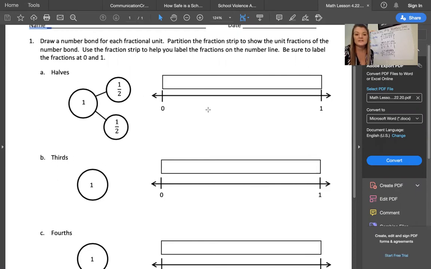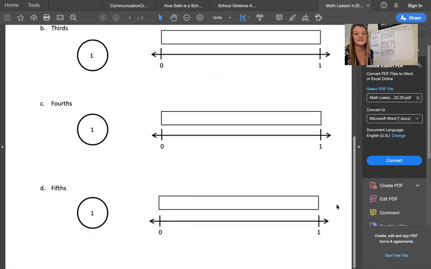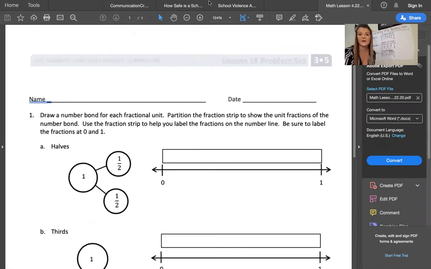Now, on your number line, if it's halves, you're going to partition the number line in half. Label each fraction 0 halves, 1 half, 2 halves. You're also going to mark it on the bar above. You're going to do that for letters A, B, C, and D. So it's just 4 quick problems.